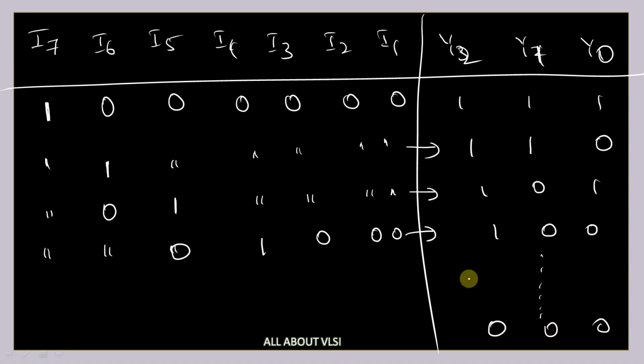And please remember that here in the case of encoder, only one input line can be active. And if more than one input line is active, then you are going to get your output as unknown. Okay, so the encoder will not work. So you should only apply any one line as your input.